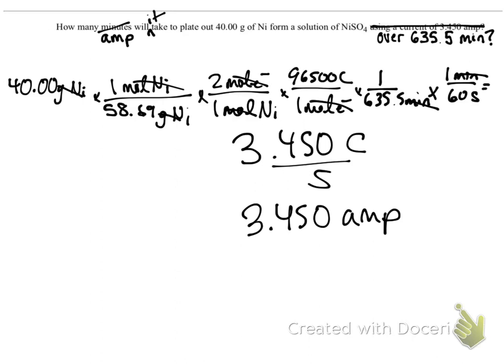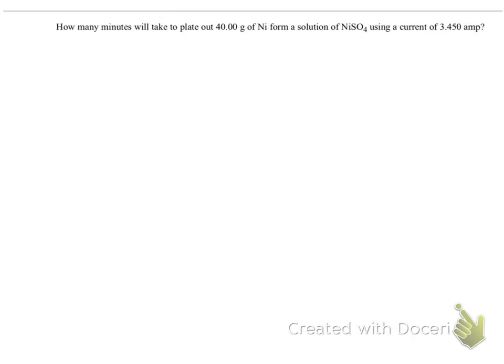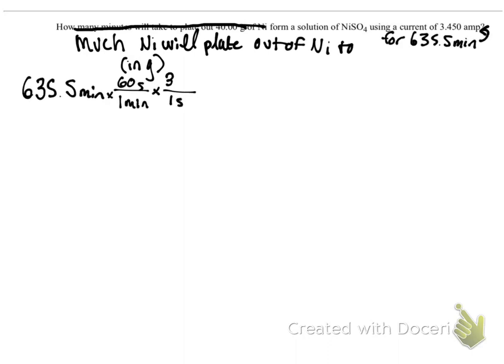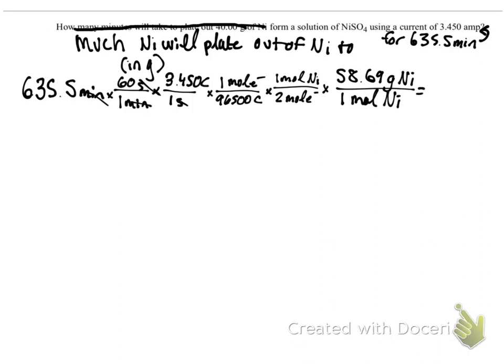Now let's try it when we are trying to find grams instead. How much nickel in grams will plate out of the solution using that current and that amount of minutes? We're going to start with minutes and change to seconds, then use our amperes, then Faraday's constant, our amount of moles of electrons for the nickel, and finally our molar conversion, which is the grams per mole of nickel.